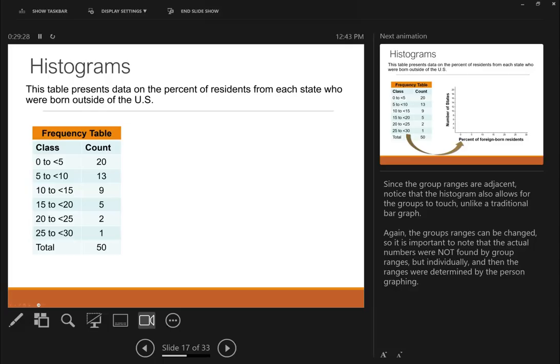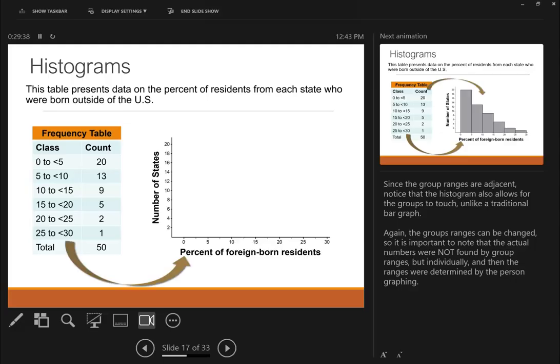So my x-axis on my histogram will be 0 to 5. That'll be a bar. 5 to 10, that'll be a bar. 10 to 15, that'll be a bar. The y-axis will just be counts, like how many states.